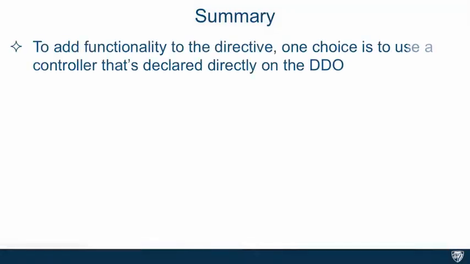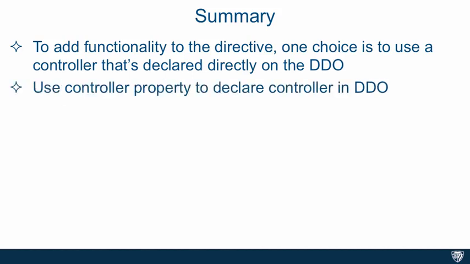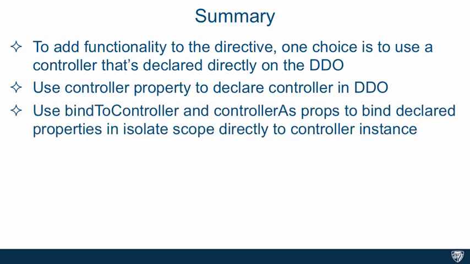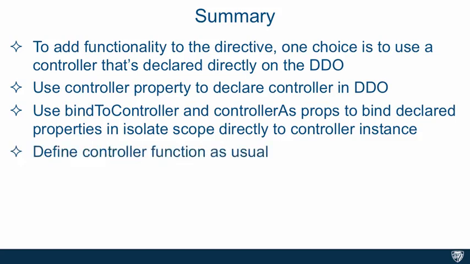So let's summarize. To add functionality to the directive, one choice is to use a controller that's declared directly on the DDO, the directive definition object. In order to do that, you use the controller property on the DDO to declare that controller. Since the best practice is to use the controller as syntax even inside the directive, you have to use the bindToController and controllerAs properties to bind the declared properties in isolate scope directly to the controller instance. Then you define the controller function as you usually would.